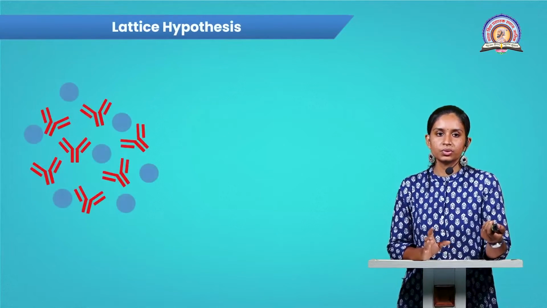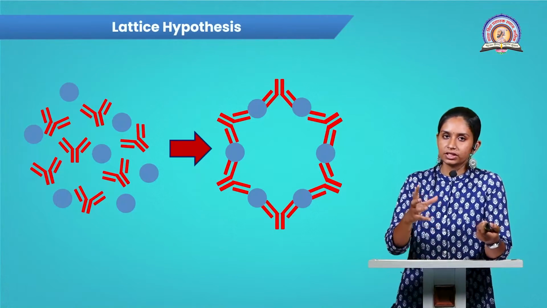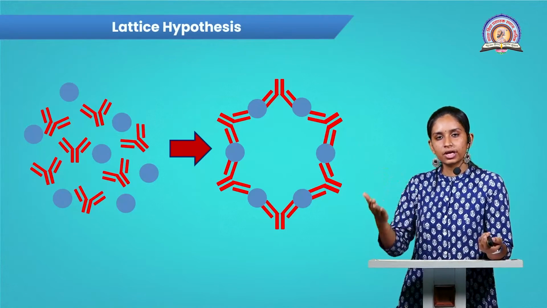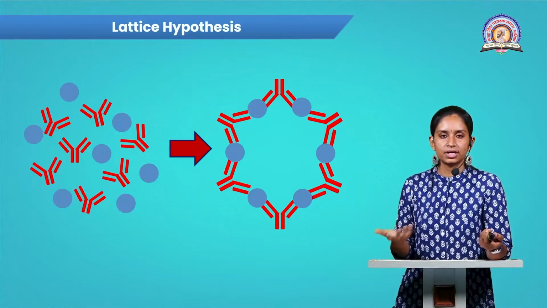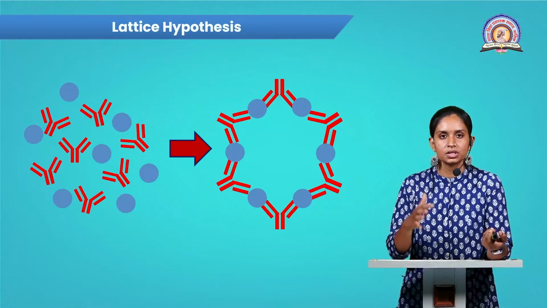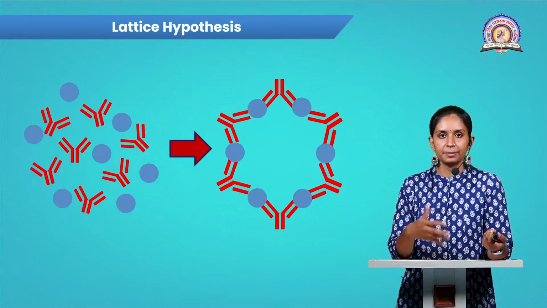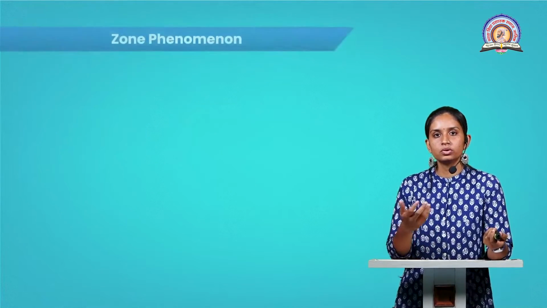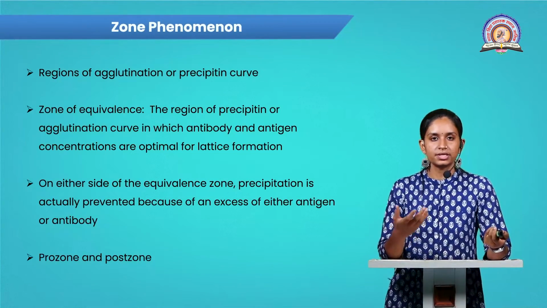So in this figure, you can see that there are antibodies and antigens present. When they interact with each other, they form a cross link, and due to that a larger complex or aggregate is formed, which is called a lattice, and its formation is called the lattice hypothesis. Due to this lattice hypothesis, it is possible to visualize antigen and antibody interactions by precipitation or agglutination. Precipitation occurs when soluble antigen is there, and agglutination occurs where particulate antigen is present.